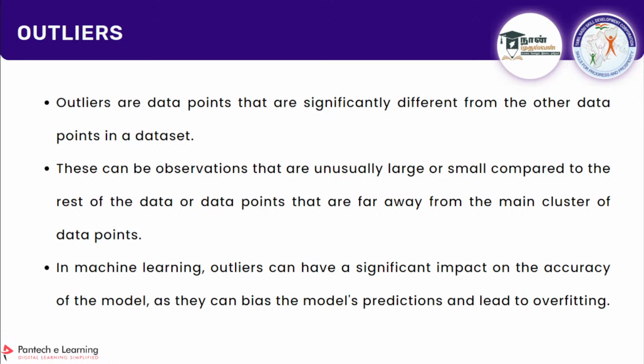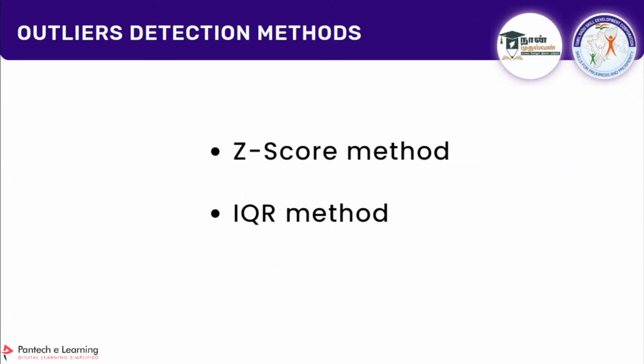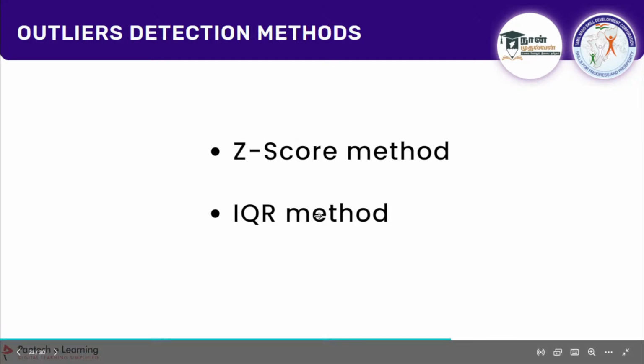It is misleading data which may be some error. In machine learning, outliers can have a significant impact on the accuracy of the model. They can bias the model's prediction and lead to overfitting, so you have to deal with the outlier. How are you going to find the outlier? We already saw the IQR method, but there are some other options also. When to use which one, we'll see that. The outlier detection methods are the Z-score method and the IQR method. Another one is the standard deviation method, which is similar to Z-score. The main two are Z-score and IQR method.